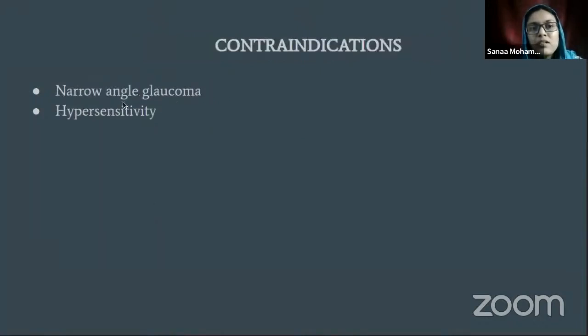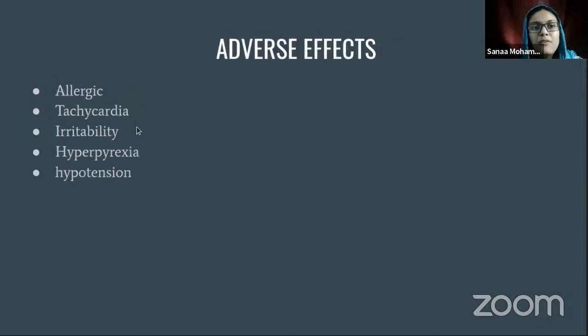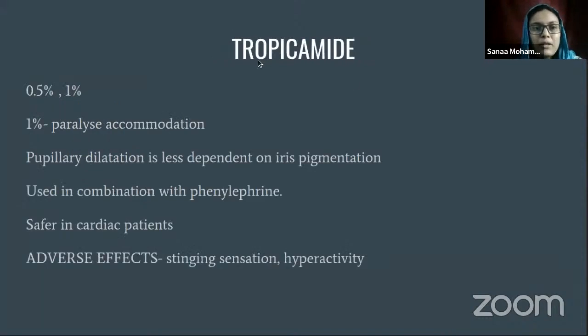Contraindication, of course, whenever there is a narrow angle glaucoma or a known hypersensitivity to any of the components. Adverse effects include allergic reactions, tachycardia, irritability, hyperpyrexia, and hypotension. Tropicamide does not produce too much cycloplegia, but there are 0.5% and 1% concentrations, and some studies say that 1% can produce cycloplegia as well, though it is not very commonly used for cycloplegic action.